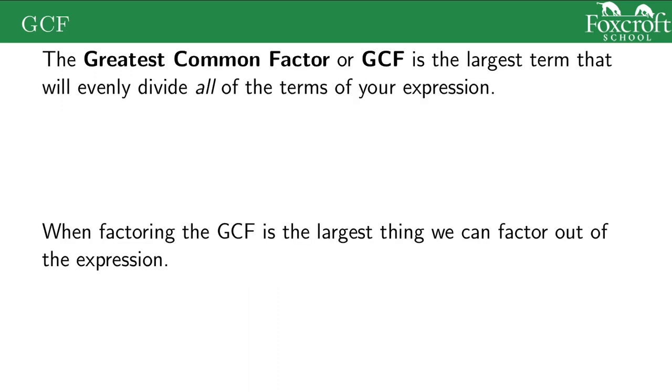We're going to start off by doing that with the greatest common factor, which I'll just put GCF because it's the shorthand. It's the largest term that will evenly divide all the terms in your expression. So if there's 4 terms, it has to divide all 4. If there's 3, it has to divide all 3. When factoring, the GCF is the largest thing that we can factor out. Like AB plus AC: A is the thing that is a factor of both of those, and that's what we pull out to the front.